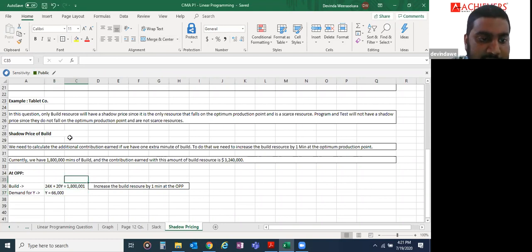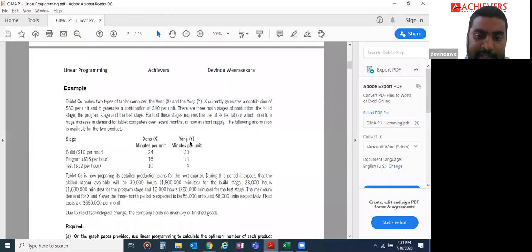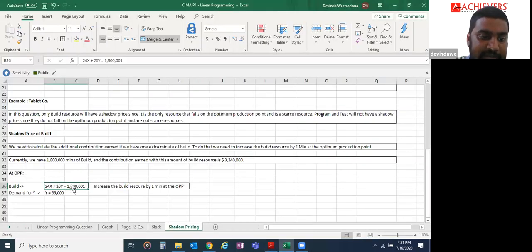If you're calculating the shadow price for build, you should only increase the build resource. Clear? You should always increase only one. When calculating for build, you only increase the build resource by one; the other you have to keep the same. Similarly, in this particular tablet company question, only build is the resource constraint. The other one is a demand constraint.